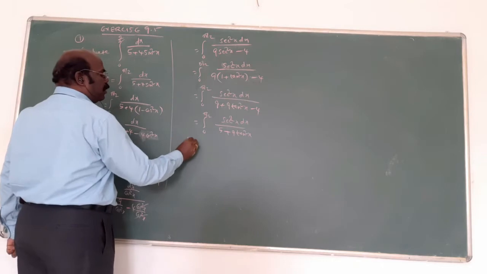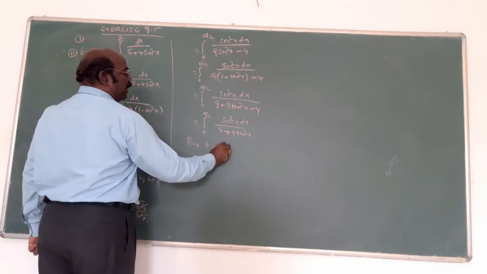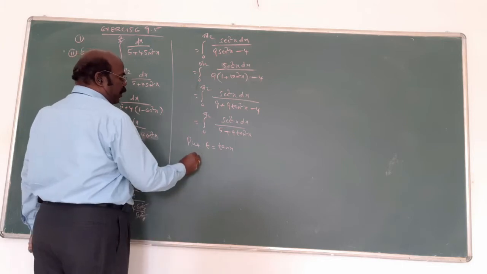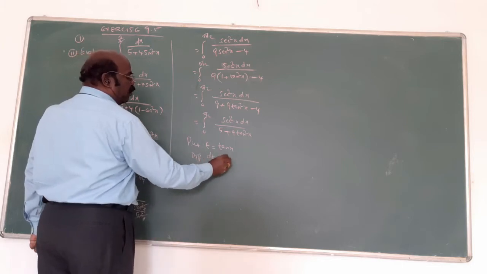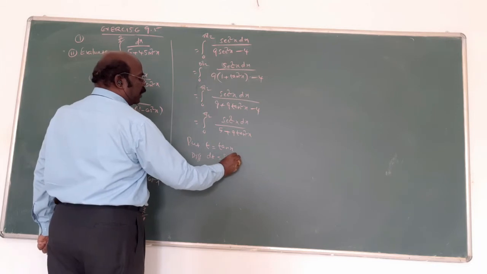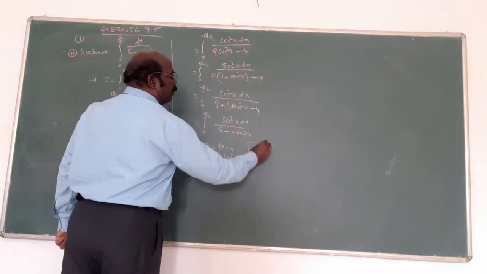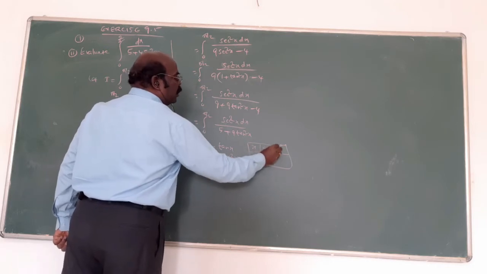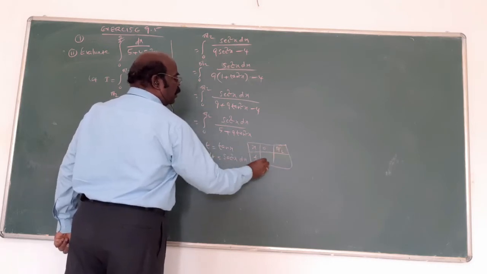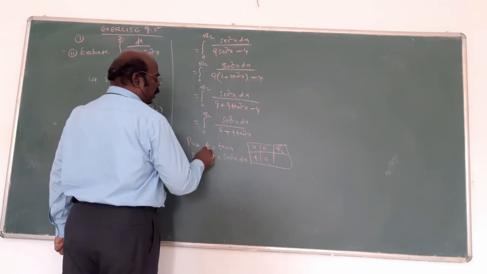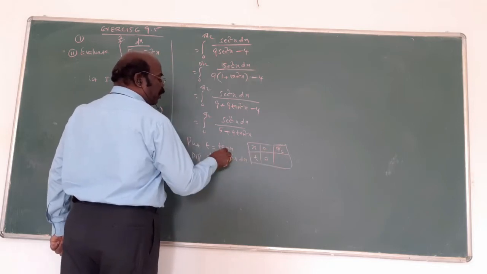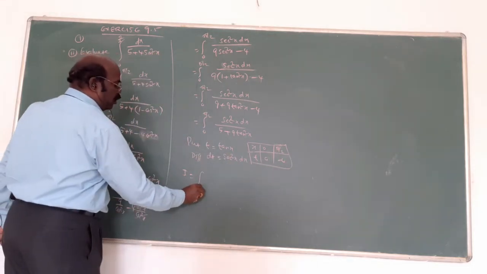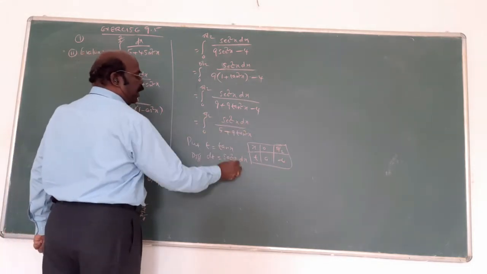Now the substitution method. Let t equal to tan x only. The differential of t equal to tan x becomes secant square x dx equal to dt. Now we will change the limits also. x is from 0 to pi by 2. When x is 0, t equal to 0. When x is pi by 2, tan pi by 2 is infinity. So I is equal to 0 to infinity, secant square x dx replaced by dt.